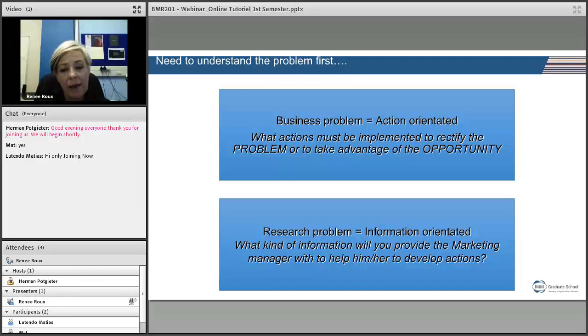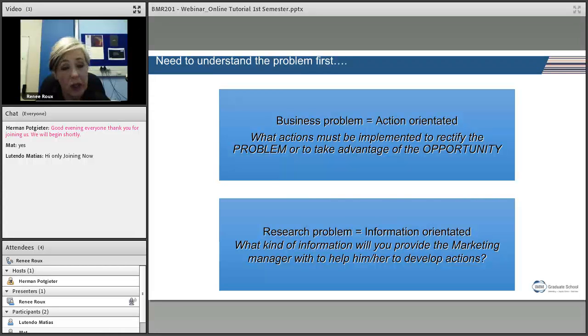Now, what is the difference between the two? A business problem is action-orientated, and a research problem is information-orientated. What does it mean? This is probably just words to you. A business has a problem, or I think there's an advantage or opportunity. They need to implement some actions to either rectify the problem or take advantage of the opportunity. That is the business problem.